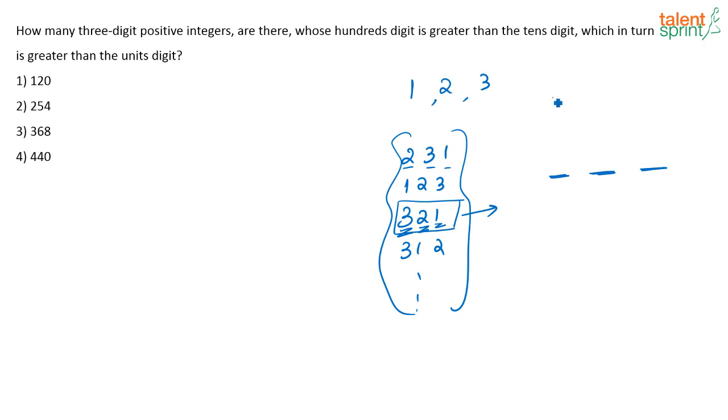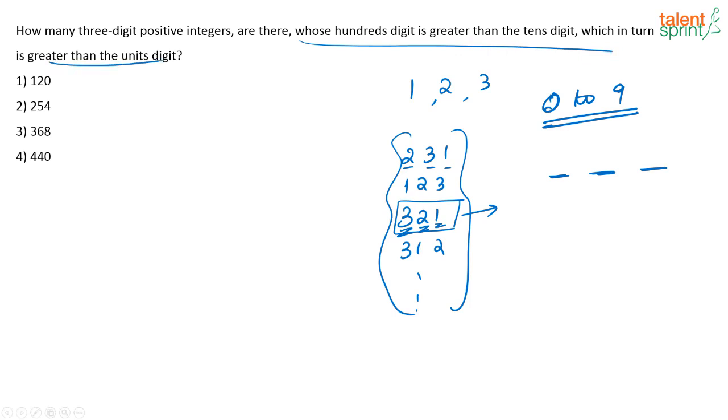the 1-digit numbers, like numbers from 0 to 9, right? Any 3 of them, if you select and place them in all the possible combinations, there will only be one number which will satisfy this condition that is given in the question.